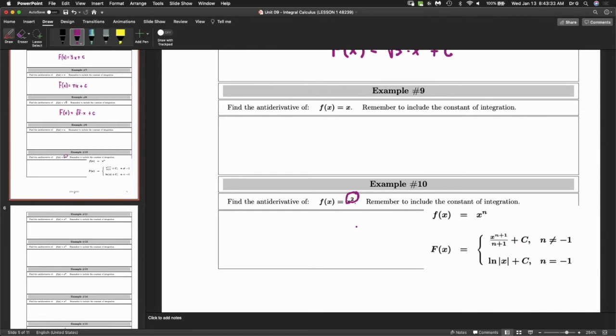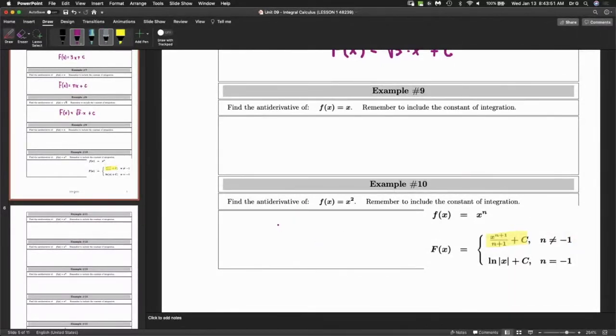Here's a very rhetorical question. Is that number there -1? Yes or no? It's obviously not. So which part of this equation should we use? The first part or the second part? Let me know. First part or second part? Thank you. So that's the formula we're going to use right there.